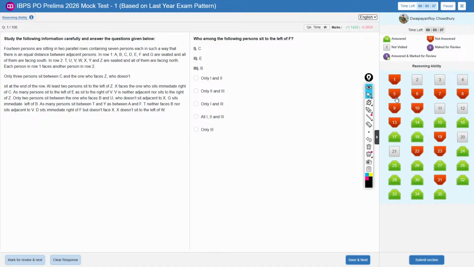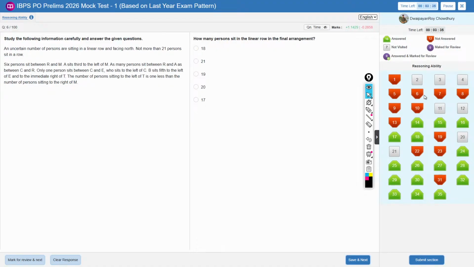Okay, I think I should do this one or some other question, a smaller one. Okay, this is 3 questions. 6 persons between R and M. A sits third to the left of M. 1, 2, M. As many persons between R and A as between C and R. 6 persons. 1, 2, 3, 4, 5, 6.